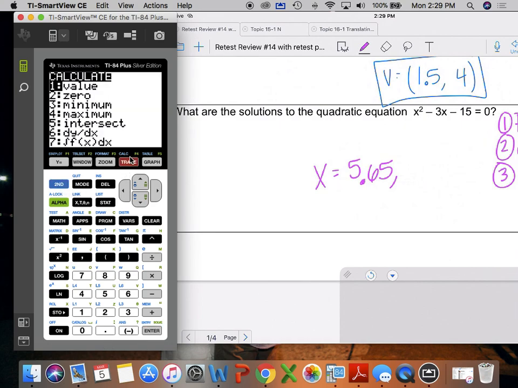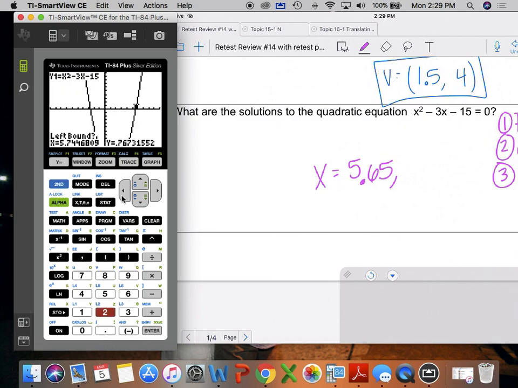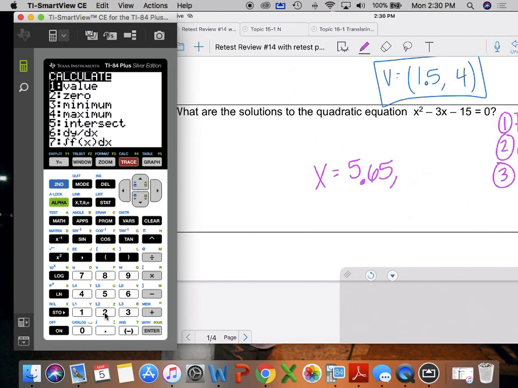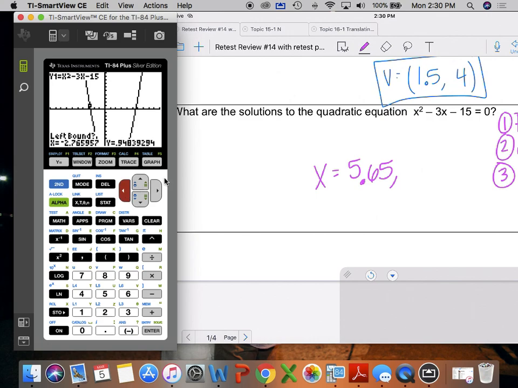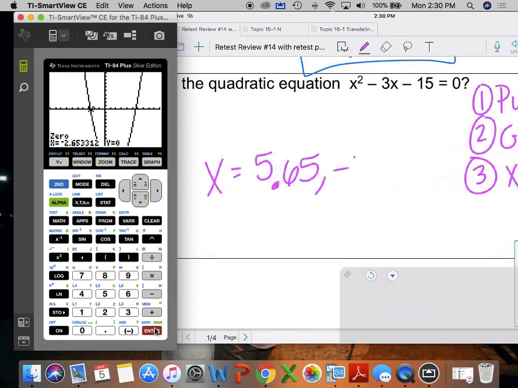So for my other one, second trace 2 again. I found the one on the right, so I need to use the left arrow until I can get to the left. There I am. So I go to what I want. It's about there. Slide to the left, enter, move to what I want, slide to the right, enter, enter. And my other 0 is negative 2.65.